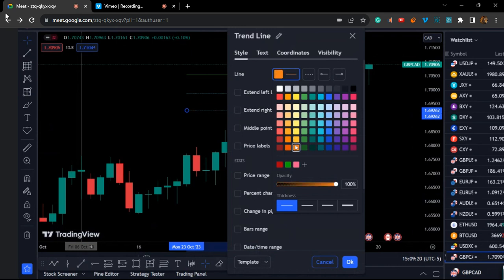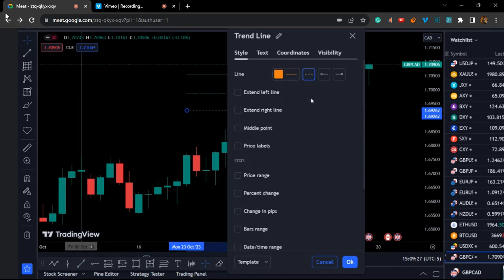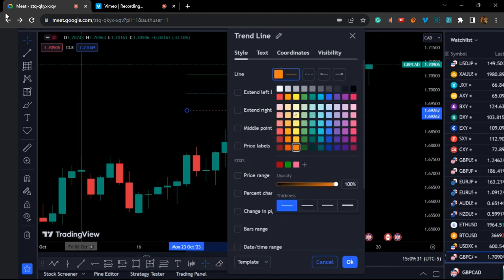I'm sorry, a dash line, dash. Can you make that orange a little darker? No, drag it back. Click on the orange to the left of the orange you already have. Right there. Boom.